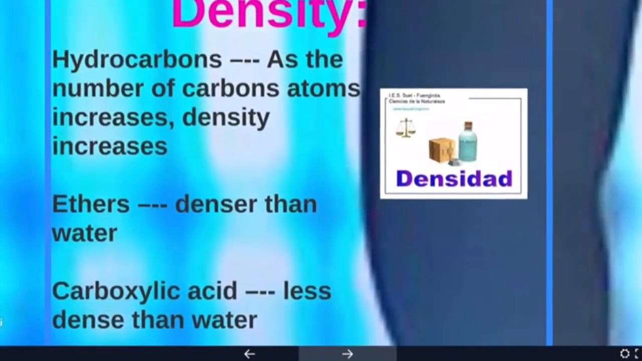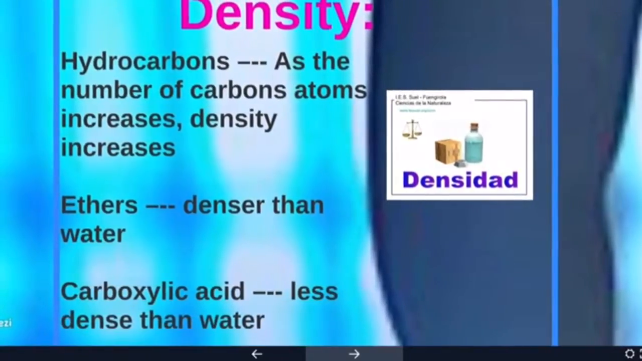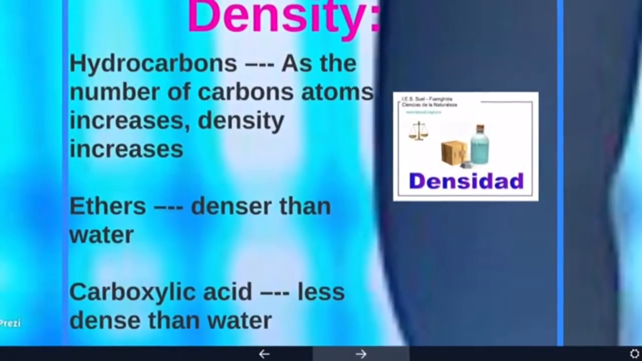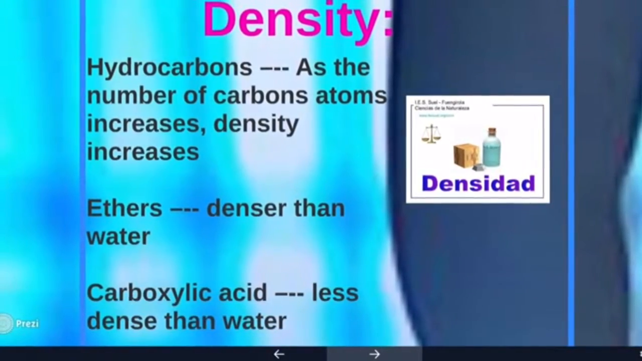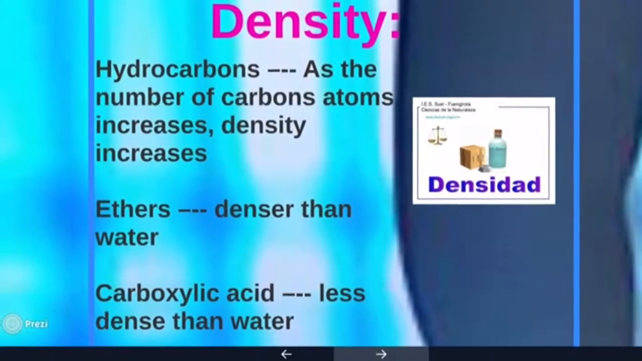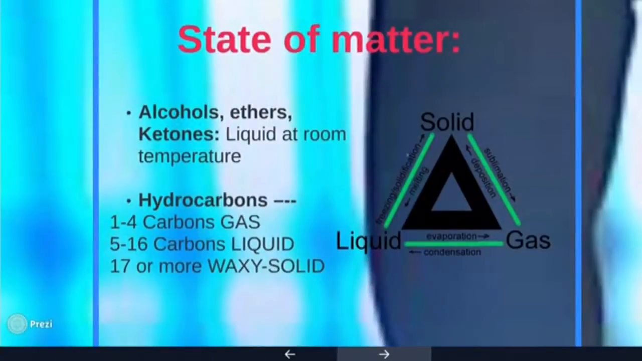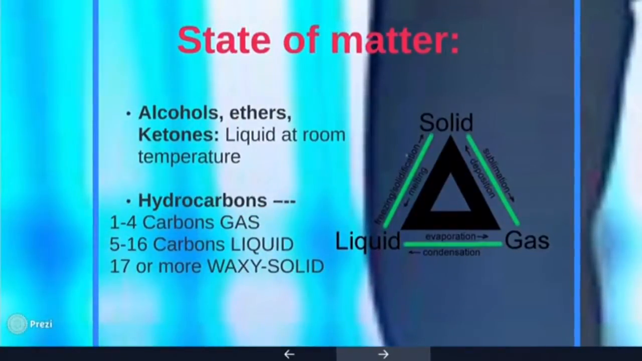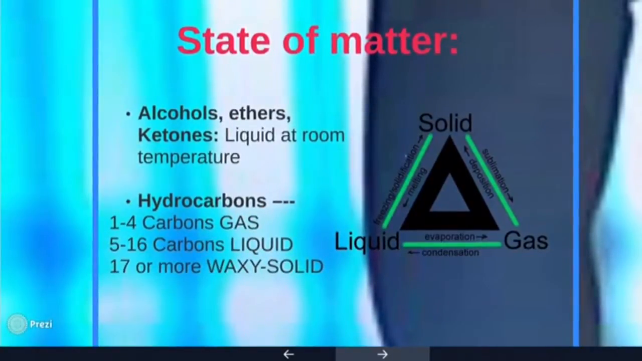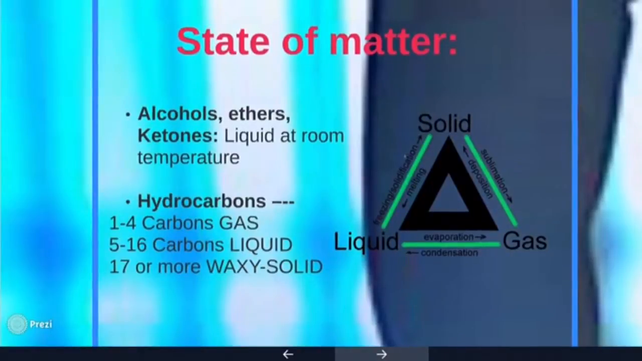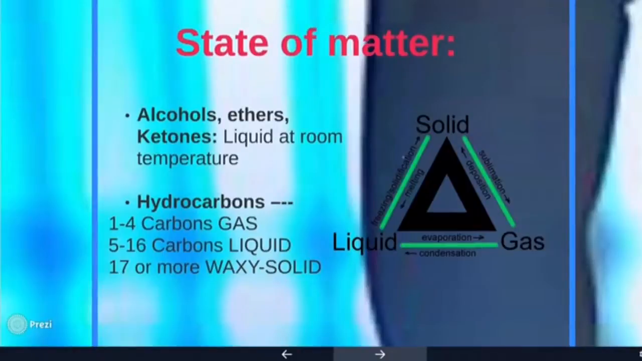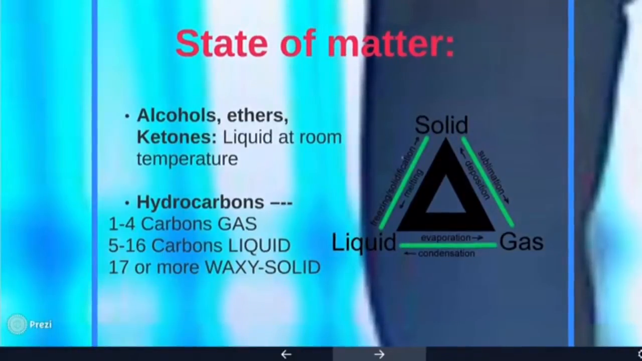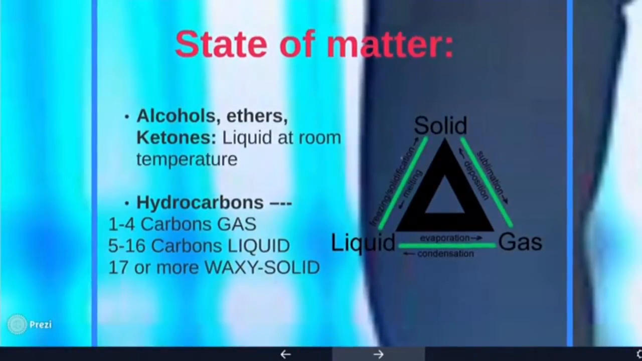Density. Hydrocarbons: as the number of carbon atoms increases, density increases. Ethers are denser than water. Carboxylic acids are less dense than water. State of matter. Alcohols, ethers, and ketones are liquids at room temperature. Hydrocarbons: 1 to 4 carbons, gas; 5 to 16 carbons, liquid; 17 or more, wax solid.